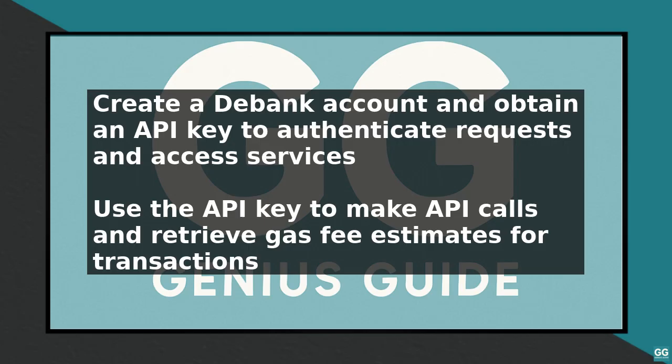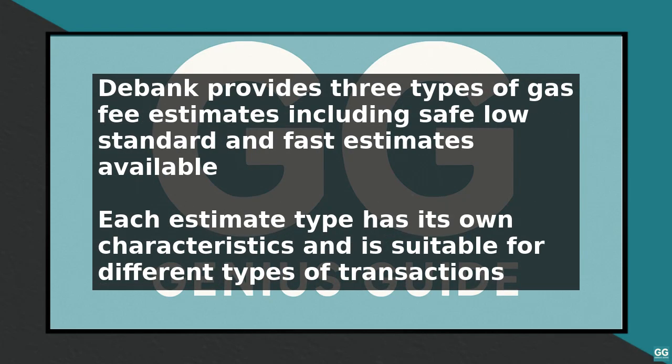One of the key concepts to understand when integrating Debank gas fee estimation is the different types of gas fee estimates that are available. Debank provides 3 types of estimates: safe low, standard, and fast. The safe low estimate is the most conservative estimate and is suitable for transactions that are not time sensitive. The standard estimate is the default estimate and is suitable for most transactions. The fast estimate is the most aggressive estimate and is suitable for transactions that require rapid confirmation.